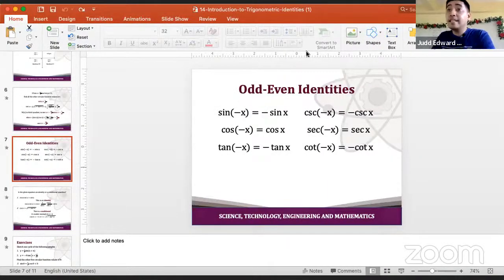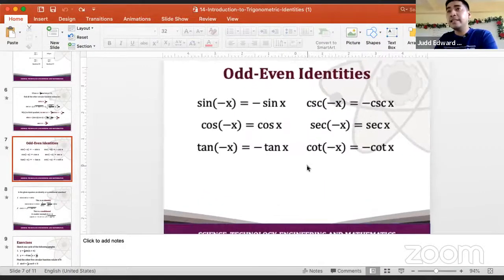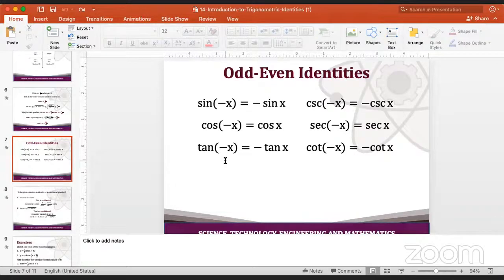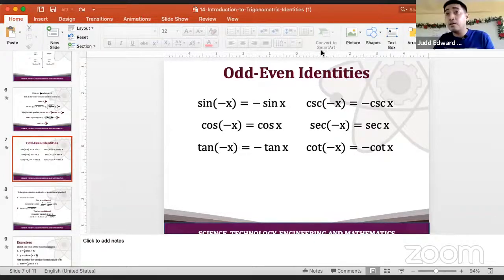Okay, so these are odd-even identities. When we apply odd-even identities, it will depend on the nature of the angle. So if the angle is negative, there is an effect to the function itself. If the angle is positive, there will be another effect to the function itself. For example, if you are asked to evaluate sine of a negative angle, therefore, it has a definite effect on the sine itself.